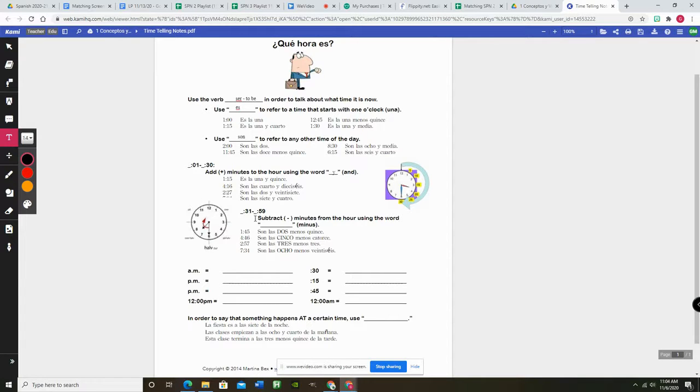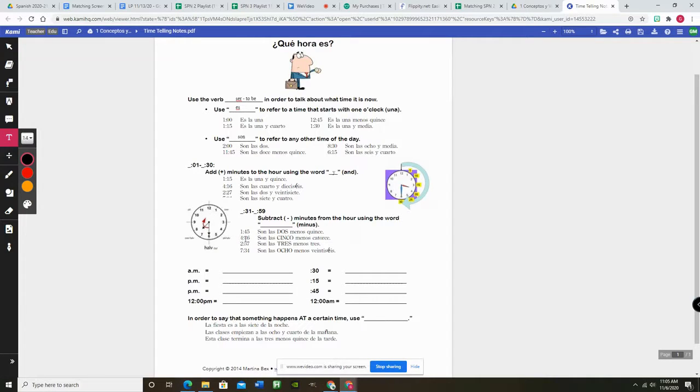The proper way to tell time in Spanish is different if it is between the minutes of 31 and 59. So on this half of the clock, you will subtract from the following hour. So if you want to say it's 1:45, you will say it is 2 minus 15 minutes. So son las 2 menos 15.